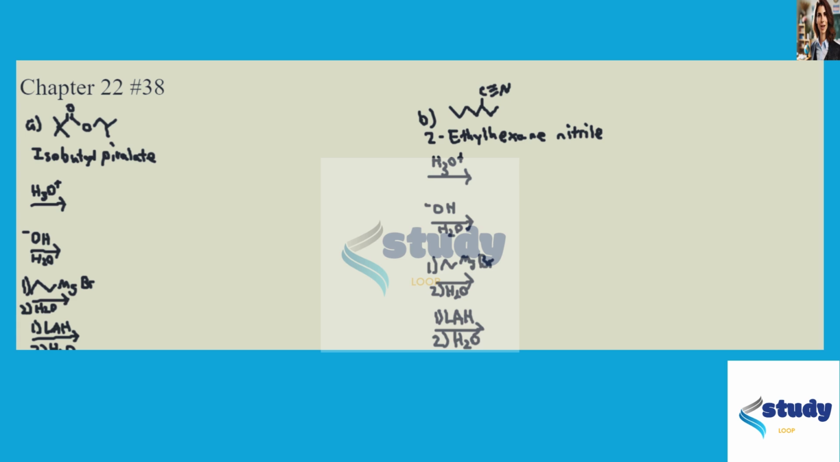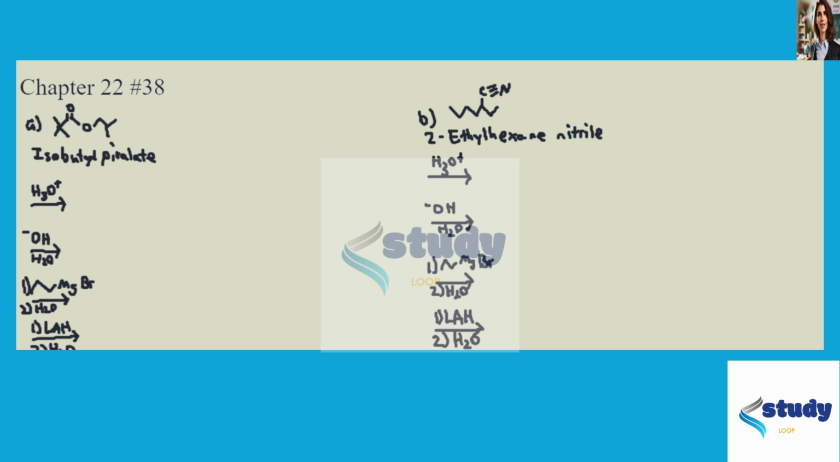This is an ester of pivalic acid, which is the common name for a t-butyl group attached to a carboxylic acid. So this is the isobutyl ester of that acid. So it's isobutyl pivalate.